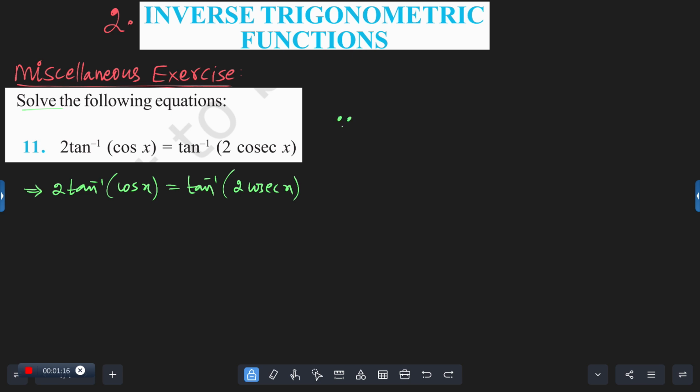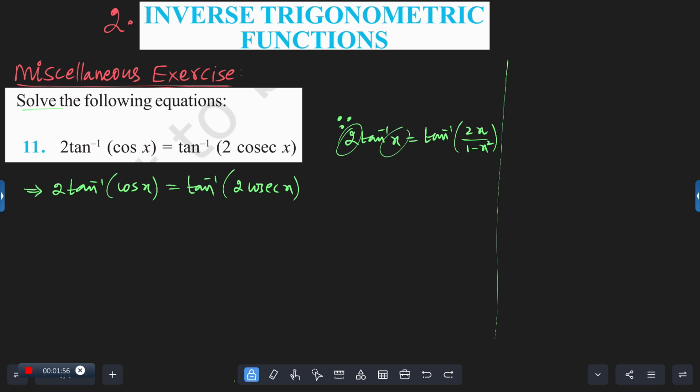So how can we cancel the 2? We have a formula: 2 times tan inverse of x equals tan inverse of 2x divided by 1 minus x square. Do you remember this formula? So this is the formula I'm going to use, because here we have a 2 and on the right side we don't have a 2 outside. Have you noticed? Only the 2 we have to cancel. So if you use this formula, the 2 is gone. Left hand side we have a 2, right hand side we don't have a 2. So that is what I'm going to use.